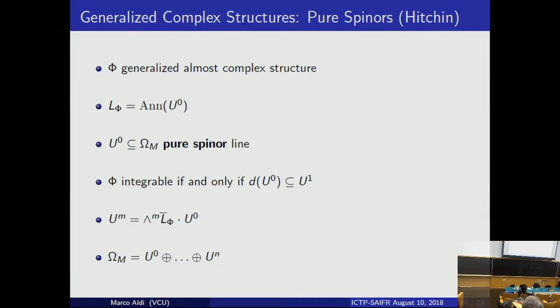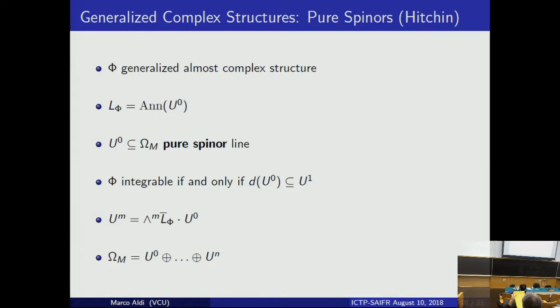Now, I want to discuss the interpretation of generalized CRF structures in terms of spinors, following what Hitchin did for generalized complex structures. This is very useful, and it gives you an alternate point of view on generalized geometry that has various connections; it's particularly natural from the point of view of physics.